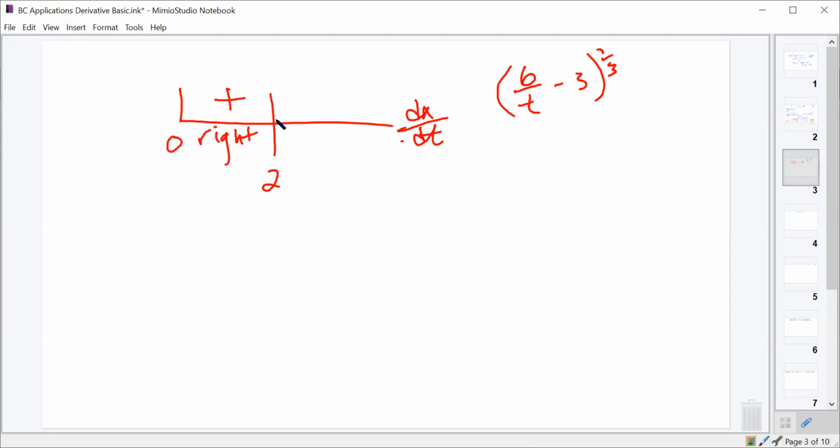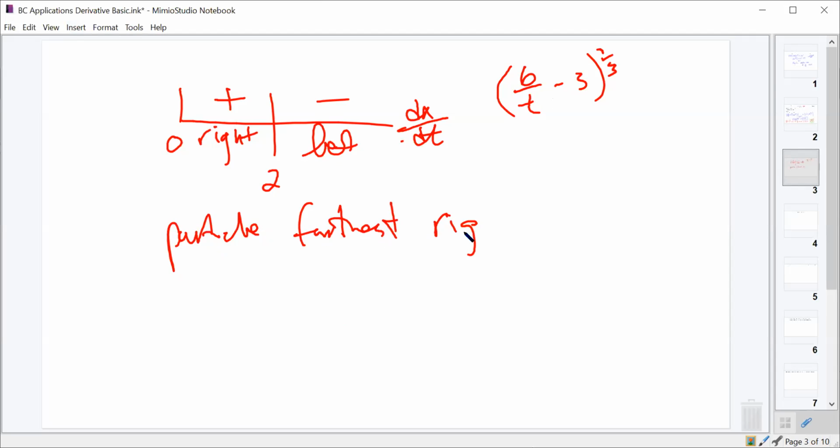And then as we go beyond 2, plug in something greater than 2, like 10 or 1,000 or whatever. This is a value that's less than 1. If we plug in 1,000, let's say, subtract 3, it's negative, and the cube root of a negative is negative, so we're moving to the left. So it would appear that there is a place where our particle is furthest to the right. Our particle is furthest right at t equals 2. Everybody good with that?